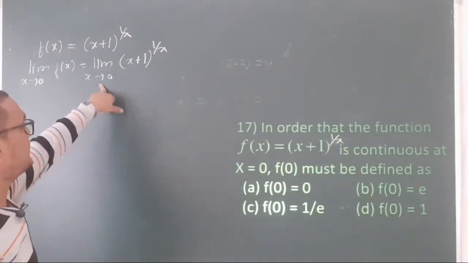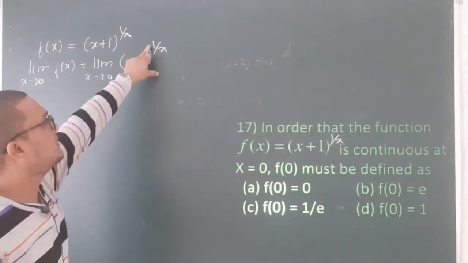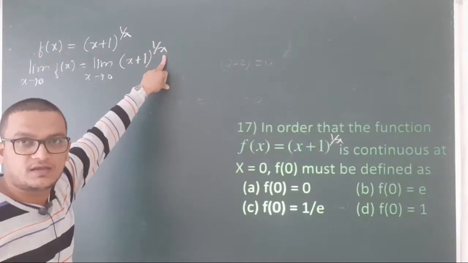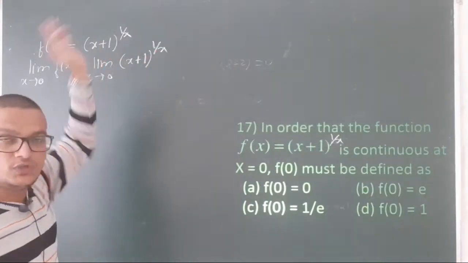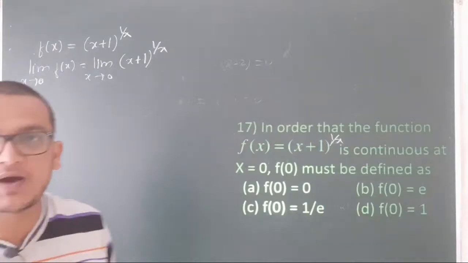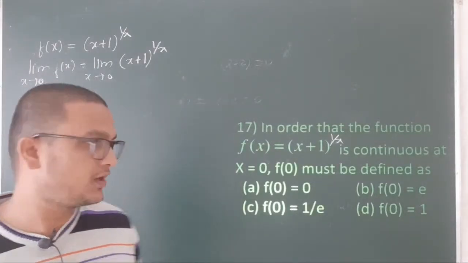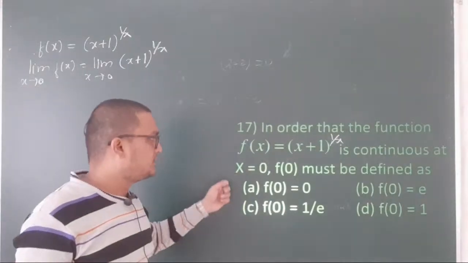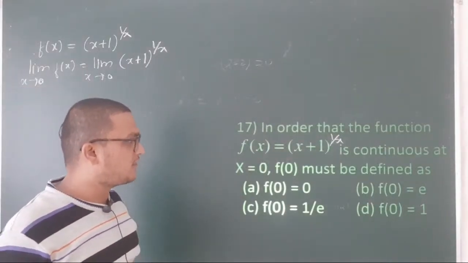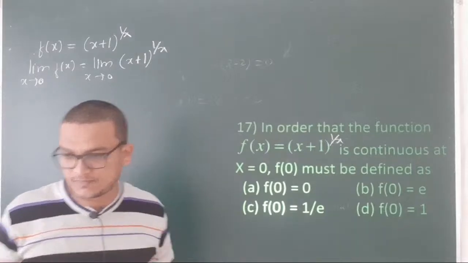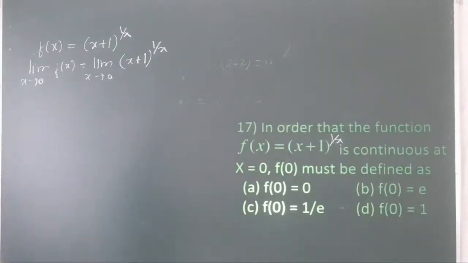See, if I put the limit as x tends to 0 here, what will happen? 1 by 0 is infinity. So 1 to the power infinity, it might not be defined, because if the function is continuous, then f of 0 must be defined. Then how to simplify this?